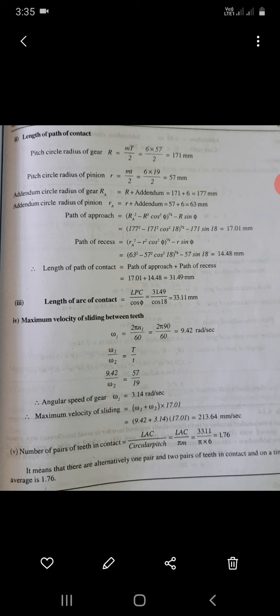Now the number of pairs of teeth in contact, that is the contact ratio, is LAC upon circular pitch. LAC is 33.11, upon circular pitch, which is pi into m, pi into 6, that is 1.76. That means there are 2 pairs of teeth in contact.